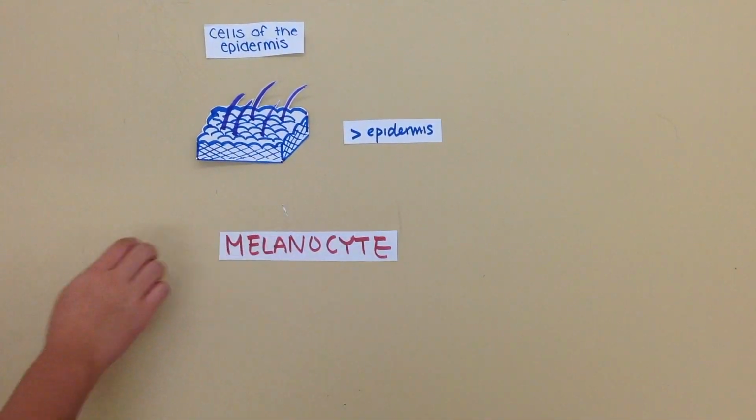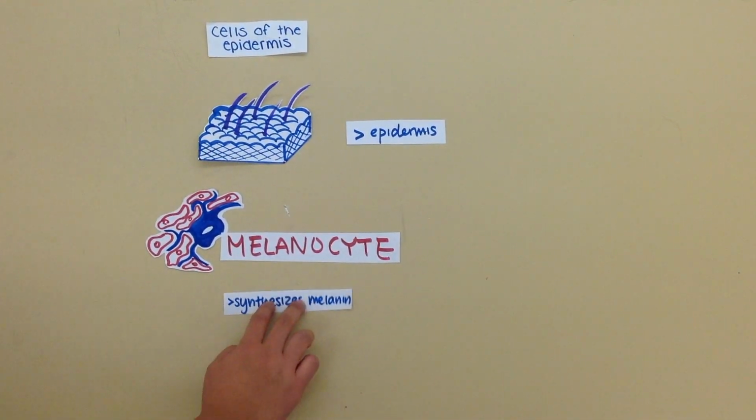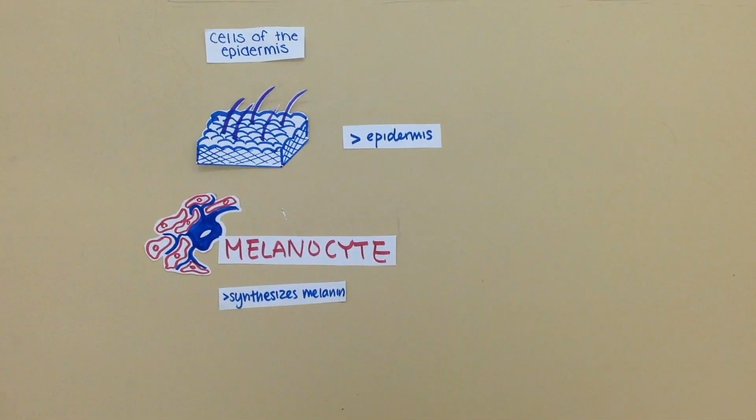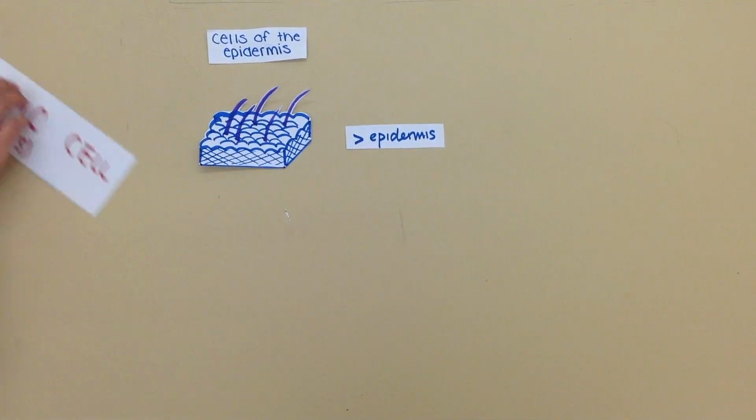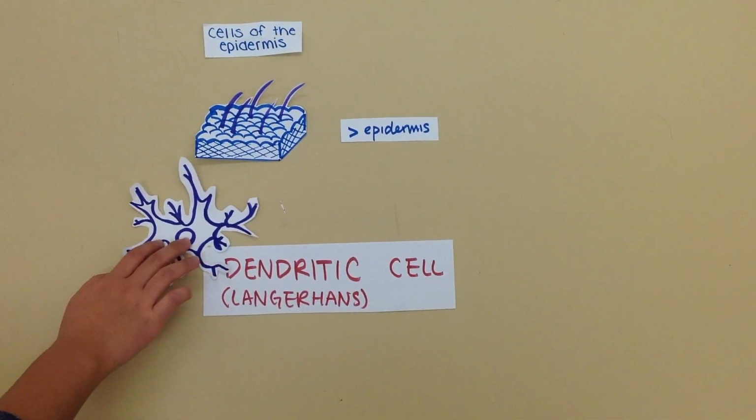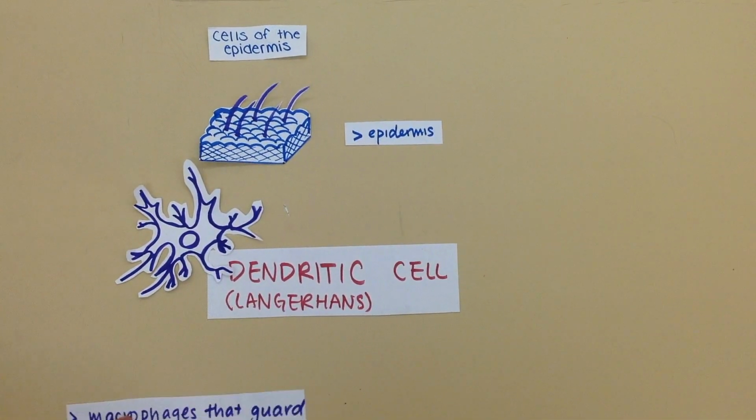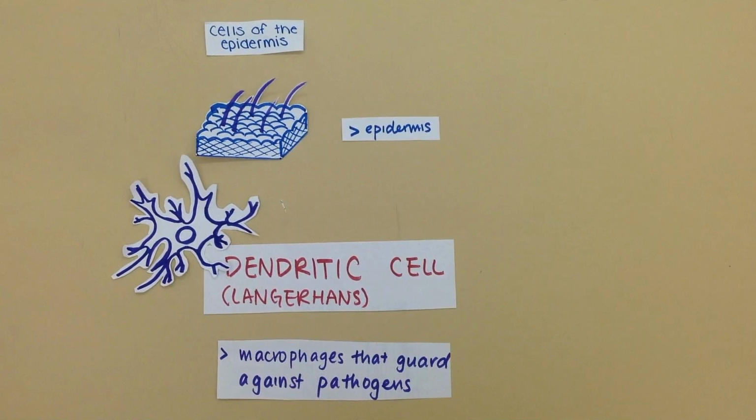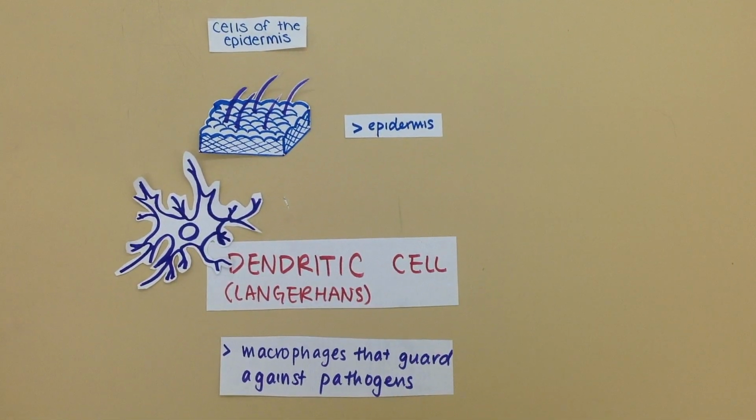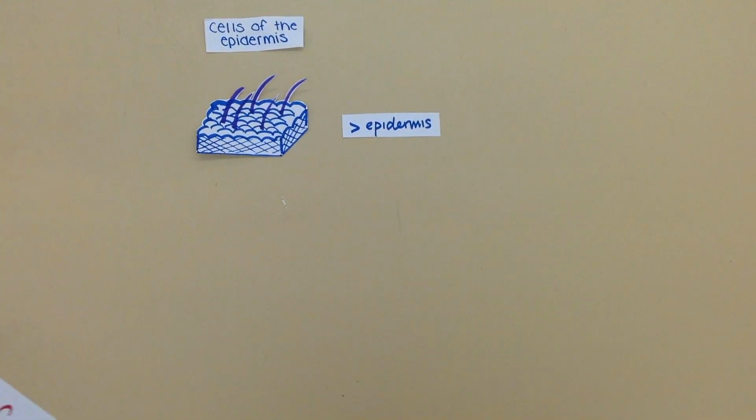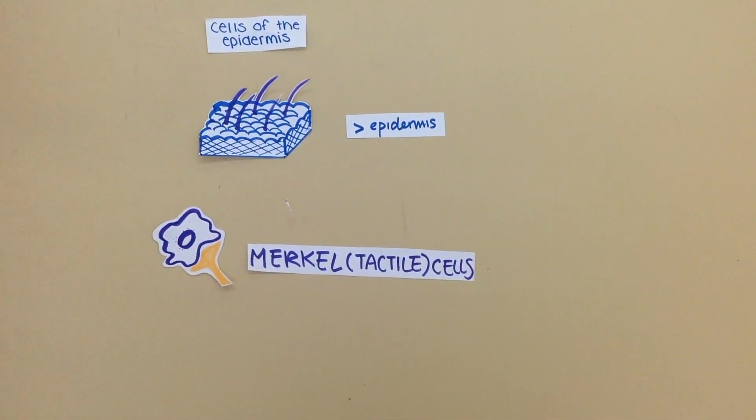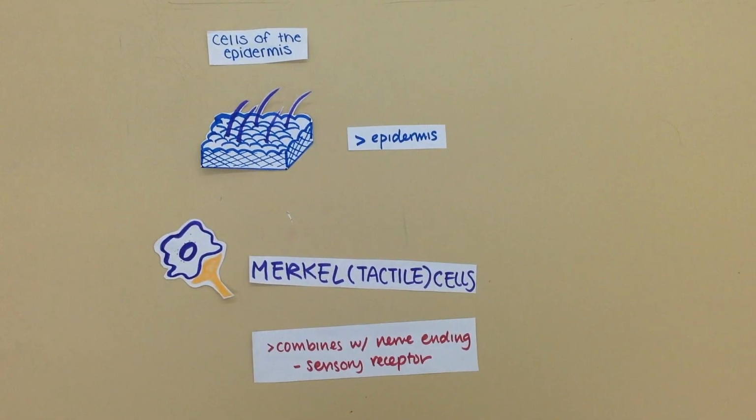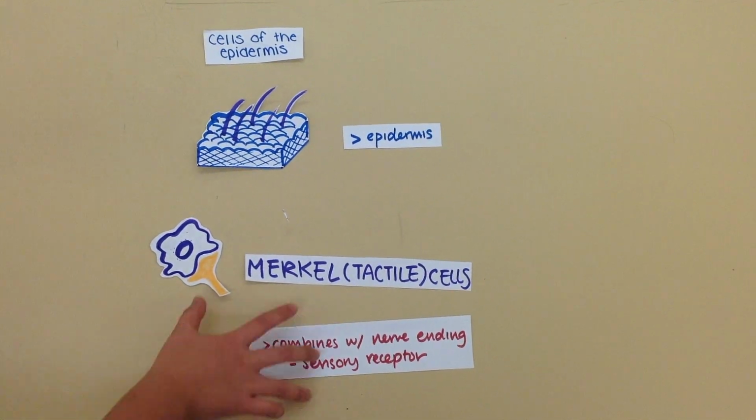Melanocytes are cells that synthesize the pigment melanin, which shields DNA from ultraviolet radiation. Dendritic cells, or Langerhans cells, are macrophages originating from bone marrow that guard against harmful pathogens. They can act as messengers between the innate and the adaptive immune systems. Merkel, or tactile cells, are touch receptors associated with dermal nerve fibers.